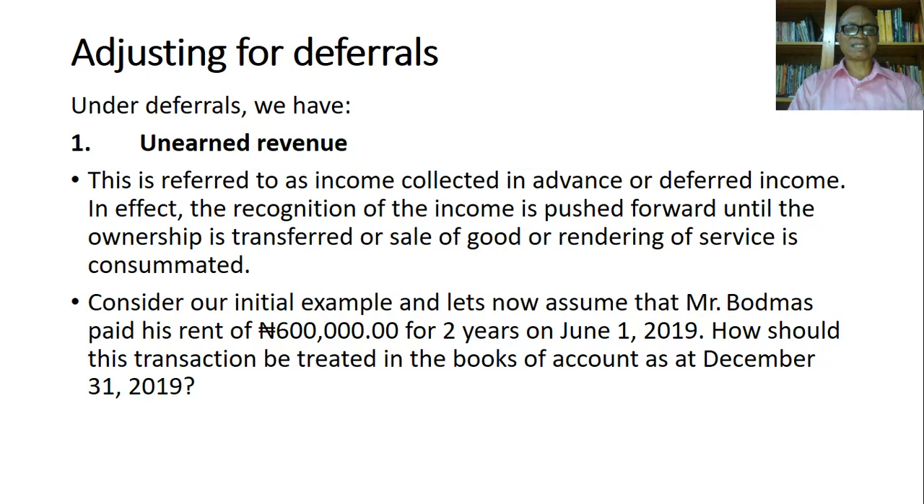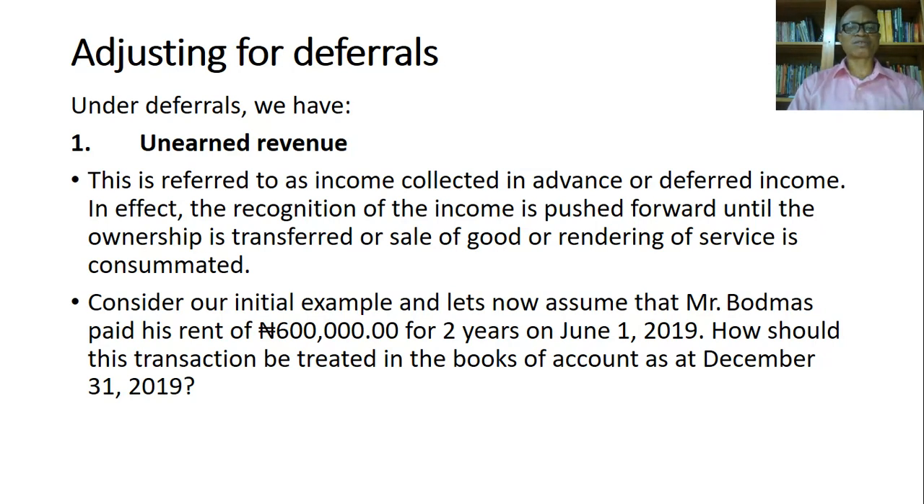Now, adjusting for deferrals. Now we have two categories as well. The first one is unearned revenue. What does this mean? This is referred to as income collected in advance or deferred income. In effect, the recognition of the income is pushed forward until the ownership is transferred or the sale of goods or rendering of service is consummated.